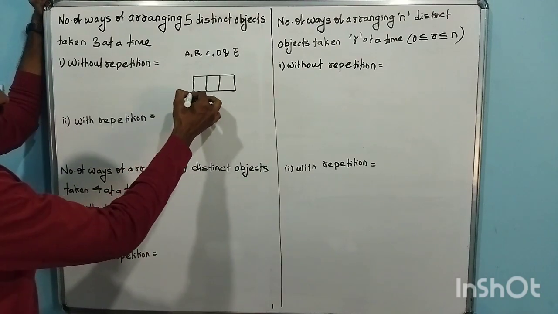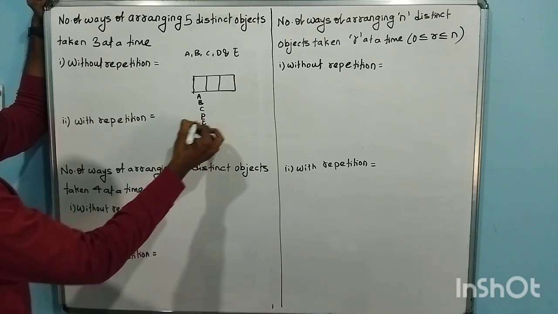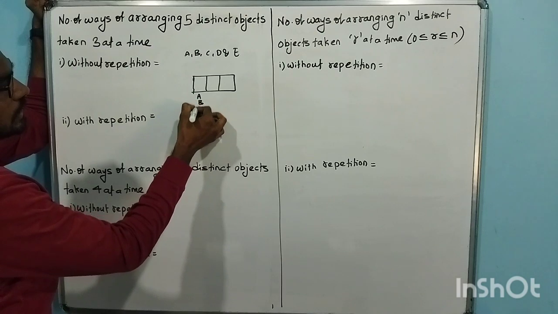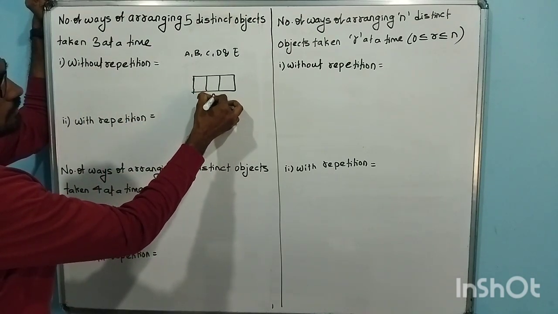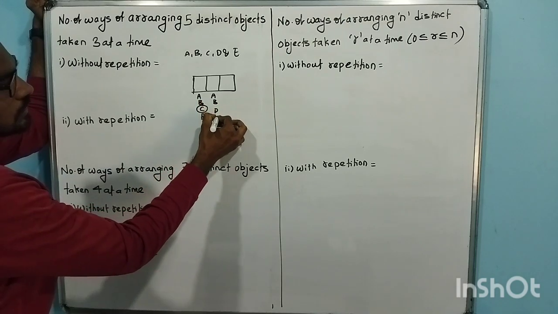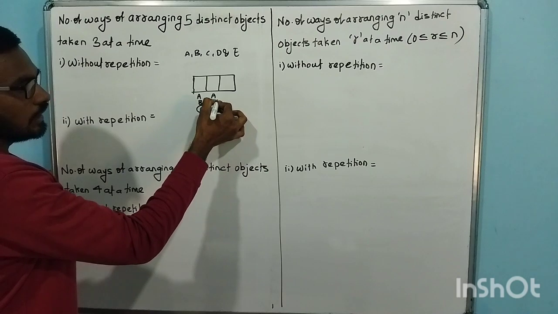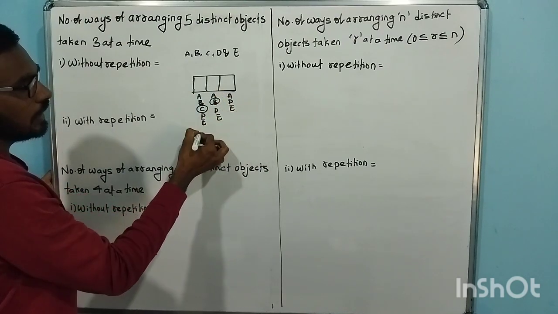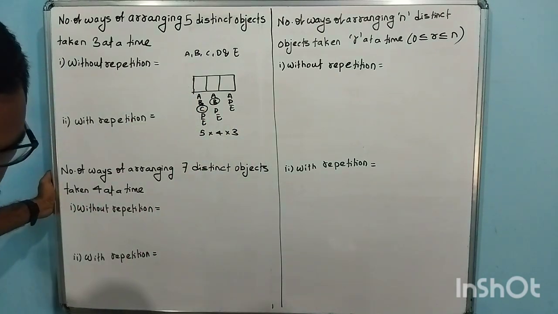So for the first place we have 5 choices, okay, and without repetition, if we select any one of these and repetition is not allowed, then for the second place we have only 4 choices. And again, if repetition is not allowed, then if we select this we can't select here, so we have 3 choices. So 5 into 4 into 3.